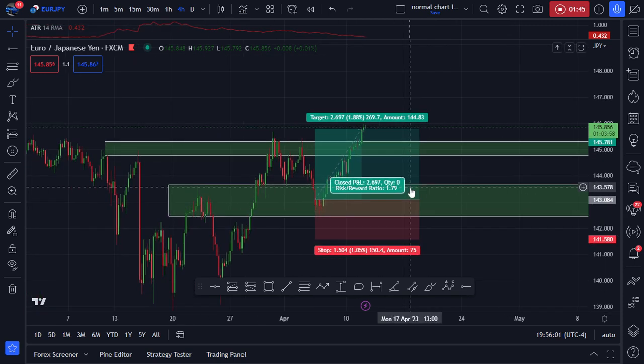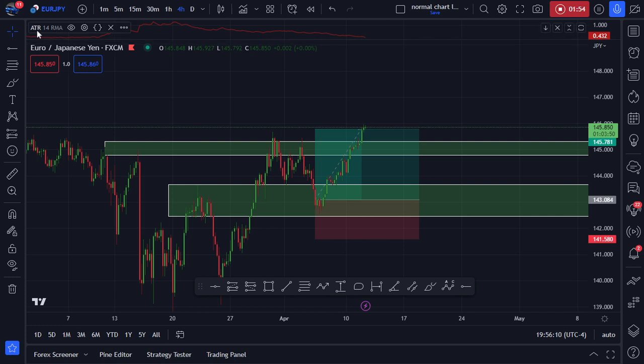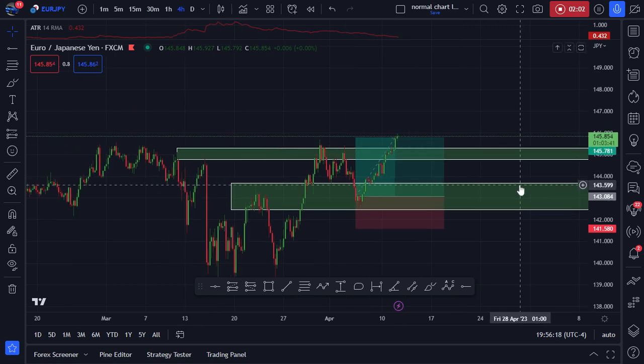Okay, so now I just use simple support and resistance. I don't really use any fancy indicators, right? Well, I do use the ATR. It's just to show me how many pips a candle prints on average. So now that we got the technicals done, now to get to the real fun.